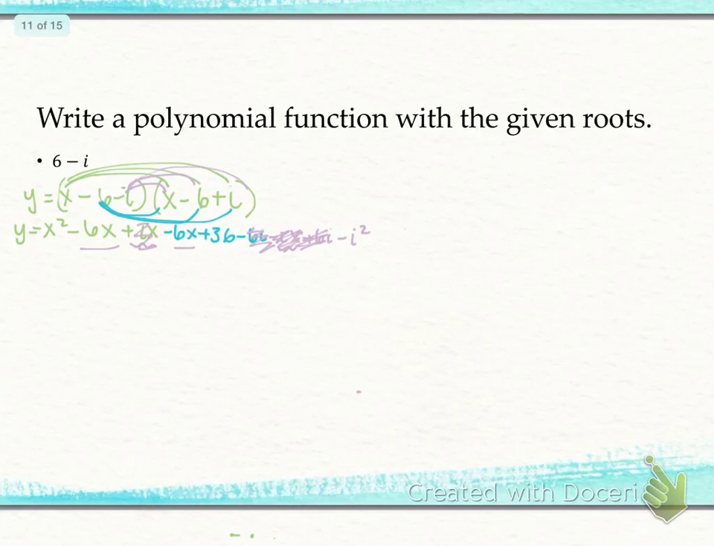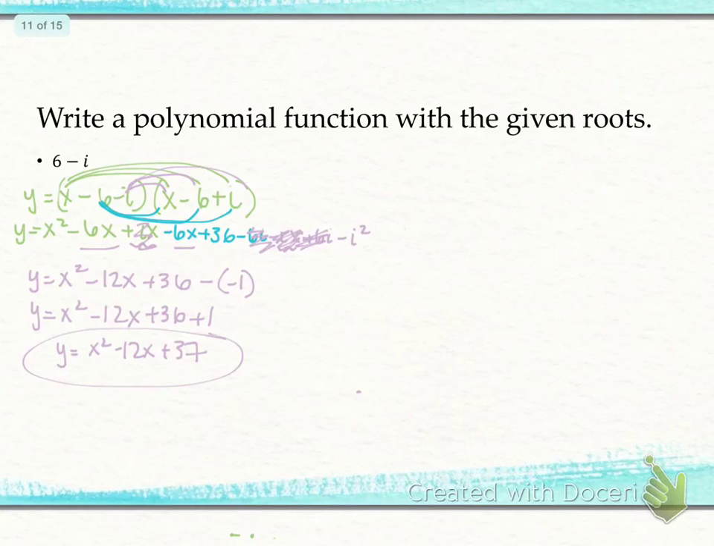We got to combine like terms. So I got y equals x squared, negative 6x minus 6x is negative 12x, plus 36. I can change my i squared to a -1. So that changes to a plus 1, so y equals x squared minus 12x plus 37. And it is in standard form.